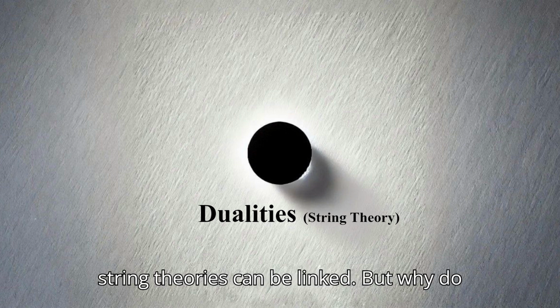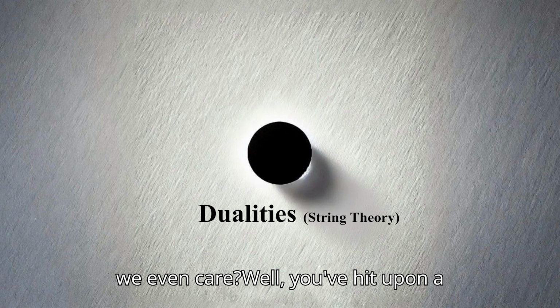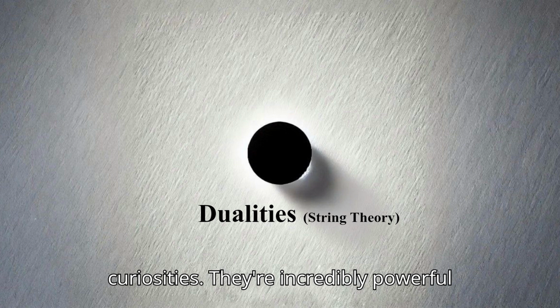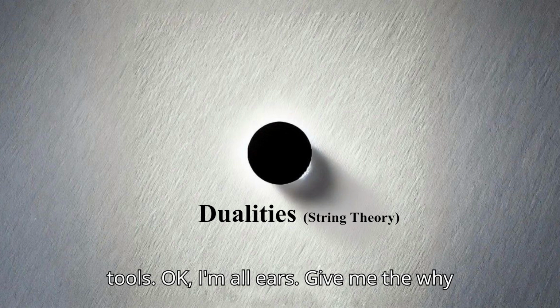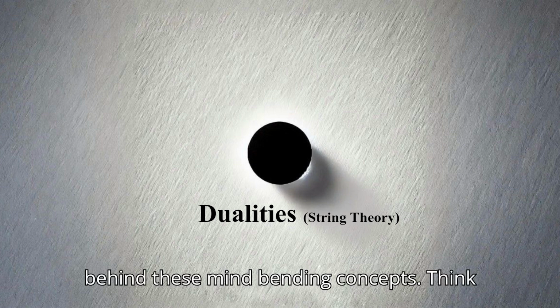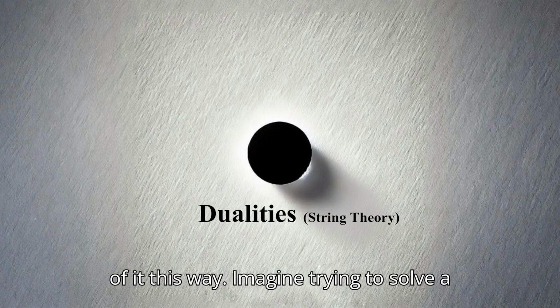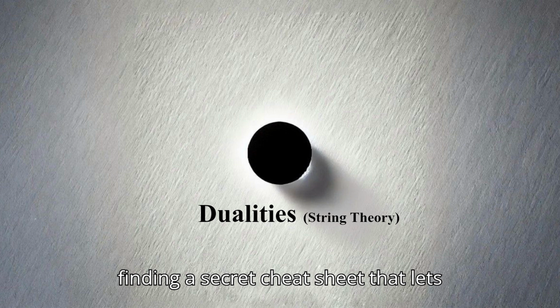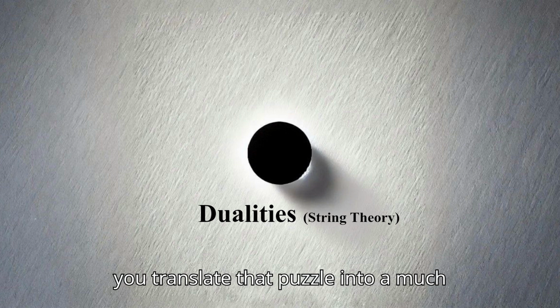So these cousin string theories can be linked, but why do we even care? Well, you've hit upon a crucial point. Why should we care about dualities? They're not just mathematical curiosities, they're incredibly powerful tools. Okay, I'm all ears. Give me the why behind these mind-bending concepts. Think of it this way. Imagine trying to solve a really complex puzzle. Dualities are like finding a secret cheat sheet that lets you translate that puzzle into a much simpler one.